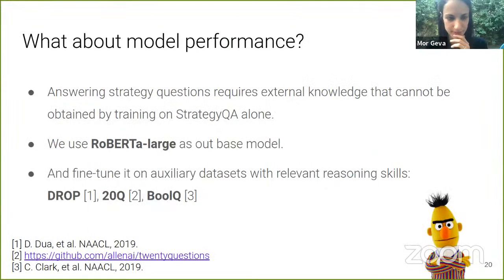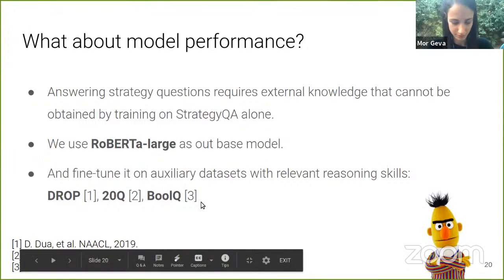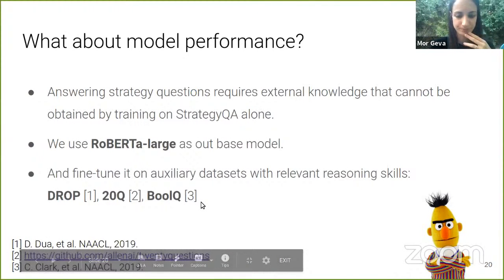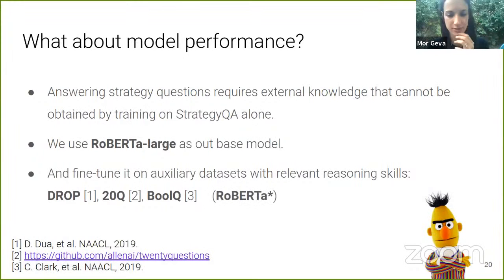What about model performance? As I mentioned before, we don't really expect models to gain all this knowledge and reasoning skills just by training on StrategyQA. So we took RoBERTa Large and we fine-tuned it on auxiliary datasets with reasoning skills overlapping with those we identified in our analysis. We fine-tune it on DROP for numerical reasoning, 20 Questions, which is a collection of common sense questions from AI2, and BoolQ, which is a yes/no question answering benchmark. Let's call this model RoBERTa Star.